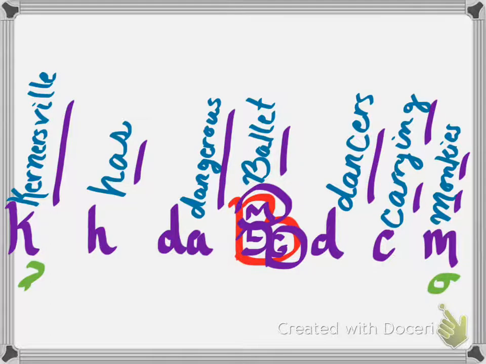So I came up with a little saying, and the kids really seem to grab onto it. It's Kernersville has dangerous ballet dancers carrying monkeys. Yeah, I know, it's so silly. Well, the B, don't forget, when you say ballet dancer, you're not thinking about the B, you're thinking the meters, liters, and grams. Okay?